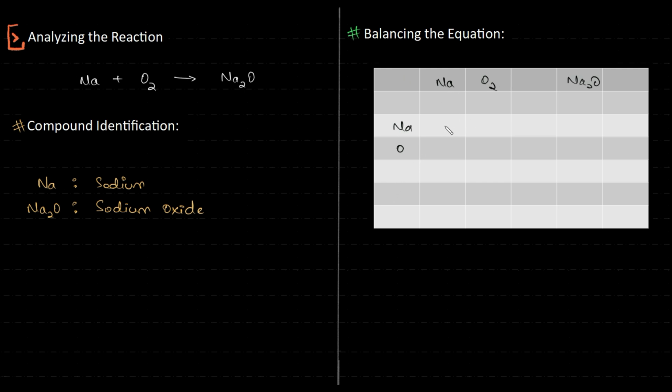And then we are mapping sodium. In sodium, it is 1, there is no oxygen. In O2, there is no sodium, but there are 2 atoms of oxygen. In Na2O, we have 2 atoms of sodium and 1 atom of oxygen. Is it balanced? Clearly not. So this has to be 2. So for oxygen to be 2, your sodium oxide has to be 2. There is no other option.